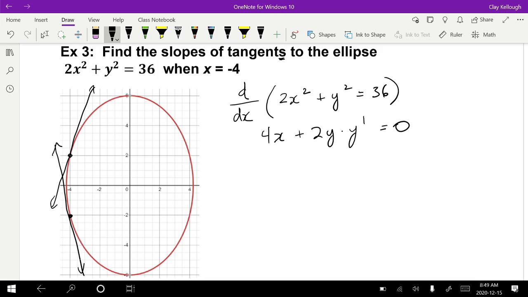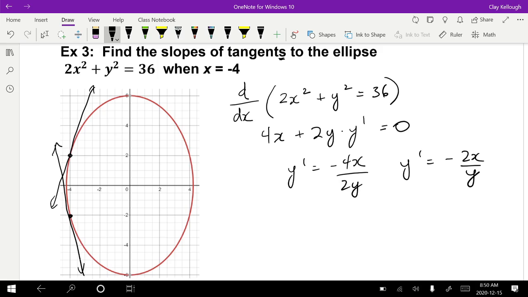Okay, and I want to know what y prime is. I want to know the derivative. So y prime would equal minus 4x from both sides, and divide both sides by 2y. So y prime is negative 2x over y. Okay, and we want to know what happens when x is negative 4.